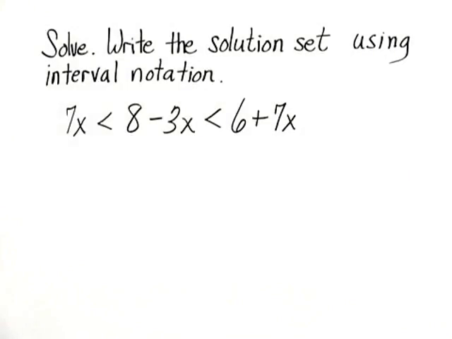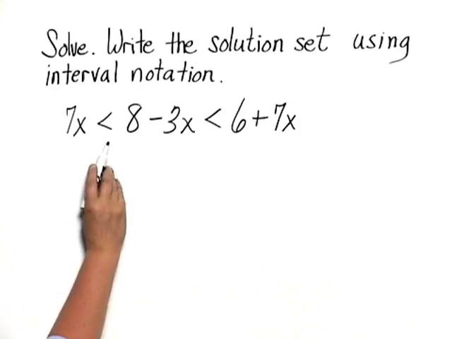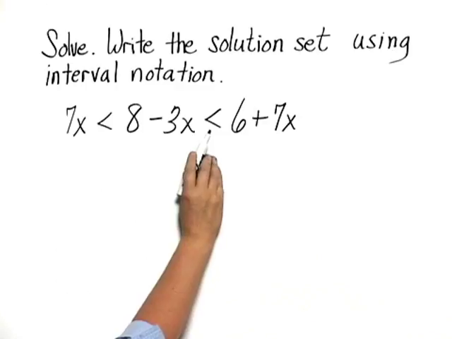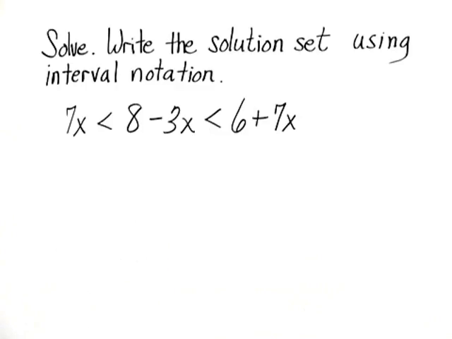Solve. Write the solution set using interval notation. We have 7x is less than 8 minus 3x, and that's less than 6 plus 7x.